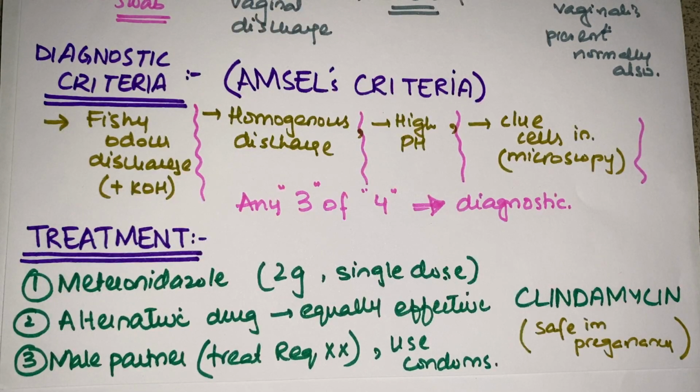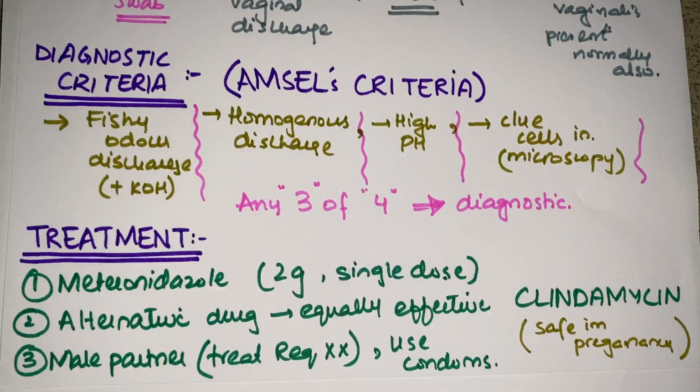This is Amsel's criteria. Moving on to treatment now, same as trichomoniasis, the drug of choice is metronidazole. So you can just remember both of these brothers and sisters, they have the same drug of choice, that is metronidazole. The same dose, 2 gram, single dose. Okay, its alternate was tinidazole, but here the alternative drug is clindamycin, and it is equally effective as metronidazole. Plus a benefit here is that it is safe in pregnancy. We can give it to pregnant females too.